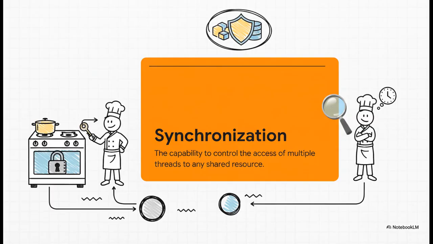The solution is a little thing called synchronization, and it's basically like putting a lock on that stove. When one cook needs to use it, they lock it. Any other cook who comes along has to wait until the first one is finished and unlocks it. In Java, this makes sure that any shared resource can only be used by one thread at a time. It prevents the chaos and keeps all your data safe.